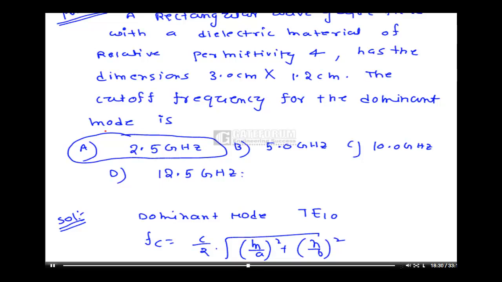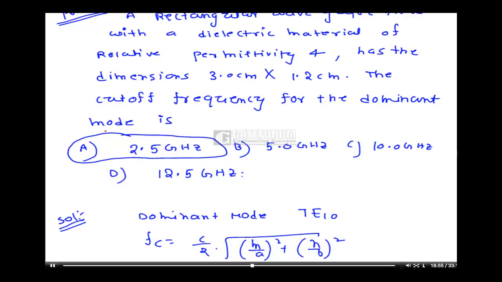And one more thing, here the dimensions are given, 3 by 1.2. We know that in a standard waveguide, A is always greater than B, so we are considering A as 3 here. And one more very important thing: here the waveguide is filled with a dielectric with a relative permittivity epsilon r of 4. Generally we consider everything in free space, air, that is c equal to 3 into 10 power 10 centimeters per second.